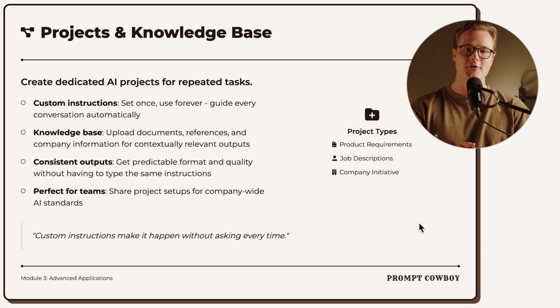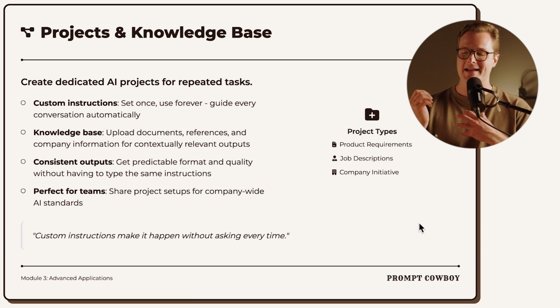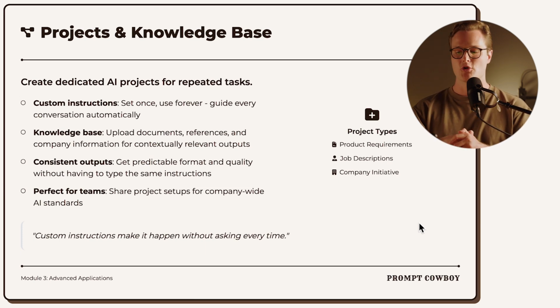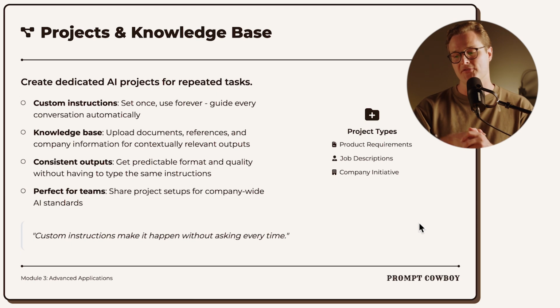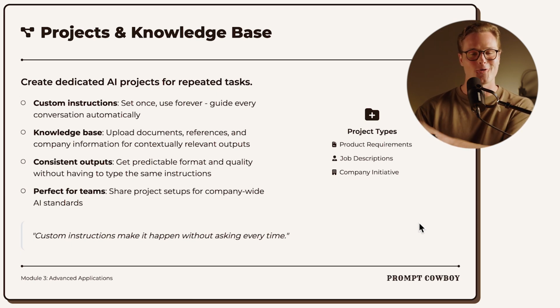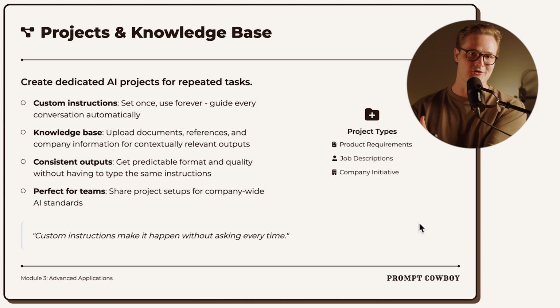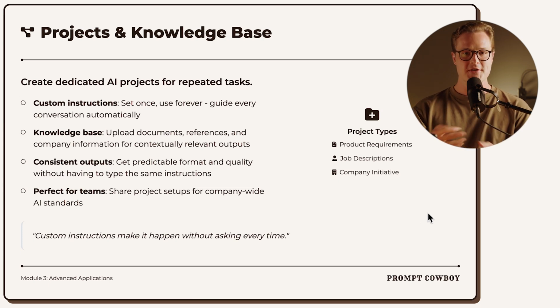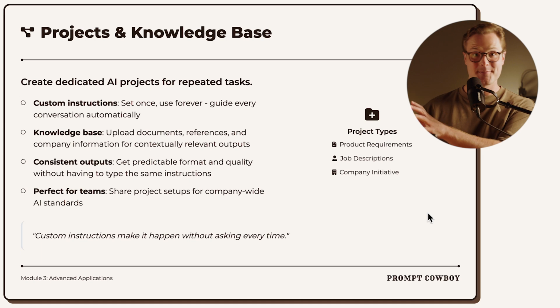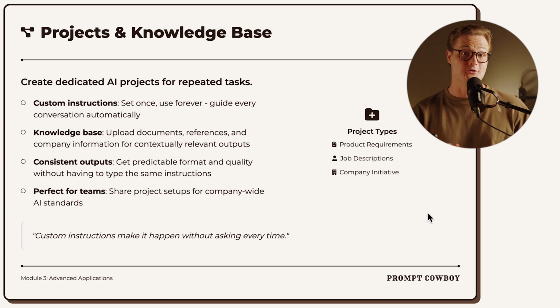So if you think about those repeatable tasks, you could be creating product requirements, you could be creating job descriptions like we did before, some sort of company initiative. Maybe for that company town hall meeting, you have a project that you set up so that you're just chatting with that over and over again, as opposed to starting a new chat which doesn't have any of your context. And so these projects, they're great for team use because someone on your team could set up a project and then send it to you and you could use it.